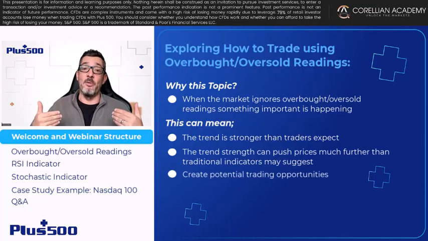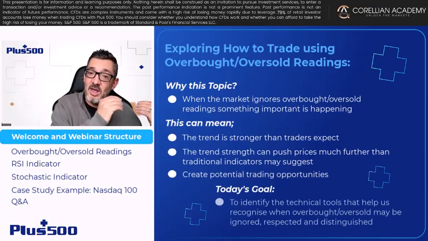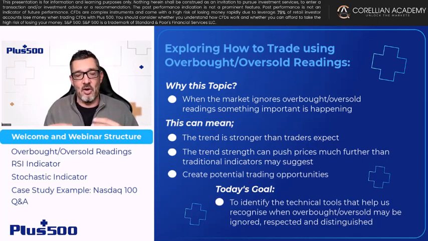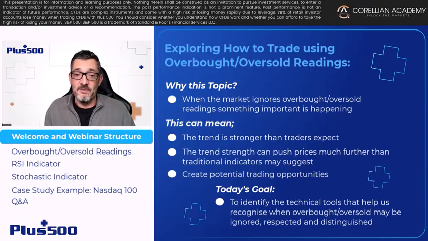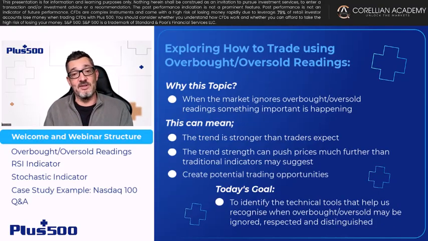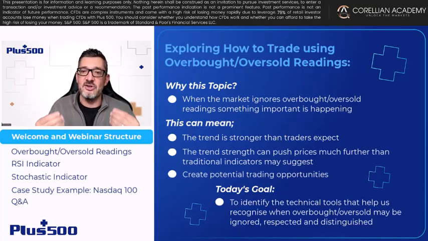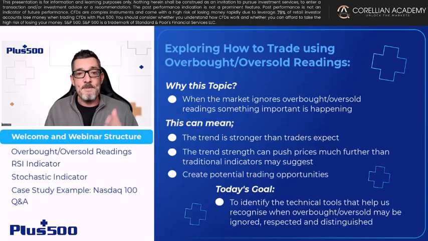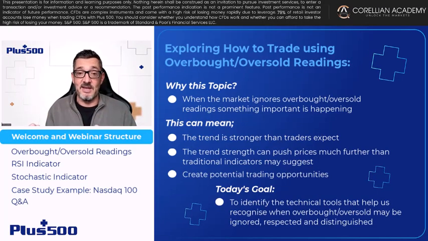And if we step back for a moment, that's exactly the kind of behavior that can create some of the biggest opportunities. The goal today is to identify the technical tools that help us recognize those moments when overbought or oversold readings are likely to be ignored, when they're likely to be respected, and how to distinguish between the two in real time. If we can do that, we not only avoid the frustration of fighting a strong trend, we may also put ourselves in a much better position to benefit from markets that are trending cleanly and sustainably.